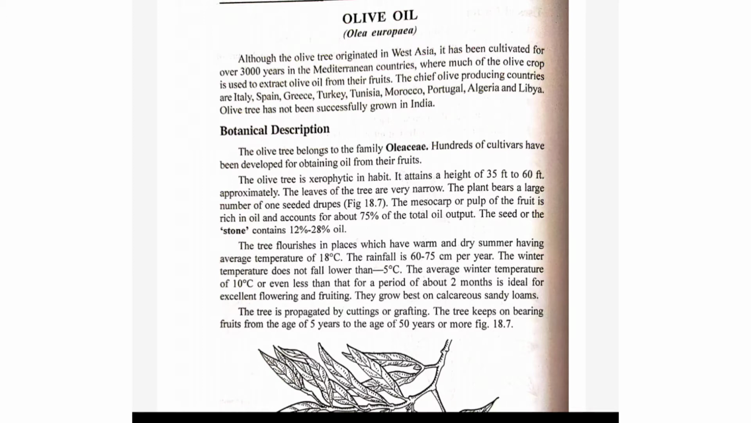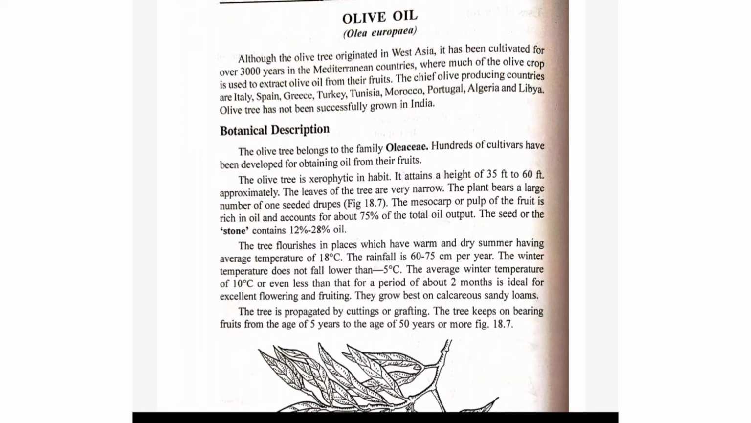The chief olive-producing countries are Italy, Spain, Greece, Turkey, Tunisia, Morocco, Portugal, Algeria and Libya. The olive tree has not been successfully grown in India. So this is the origin and history of the olive oil plant.